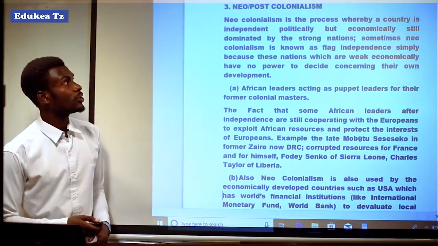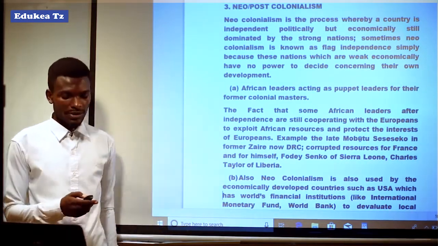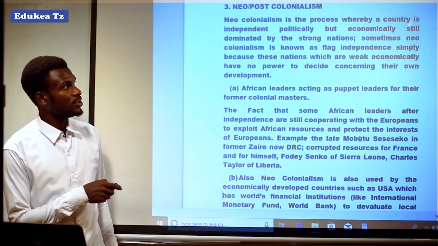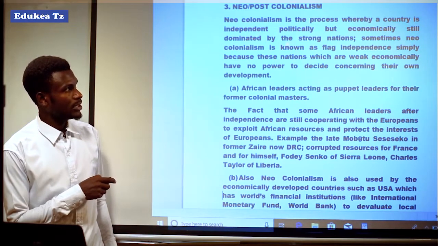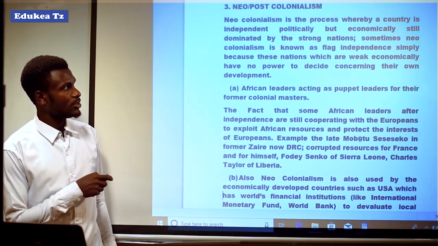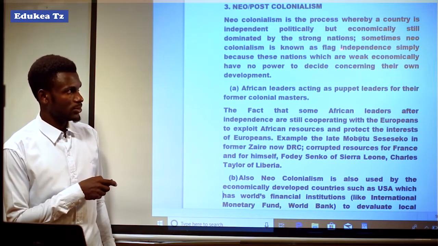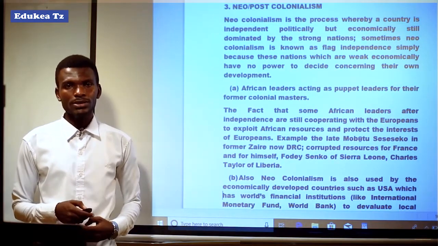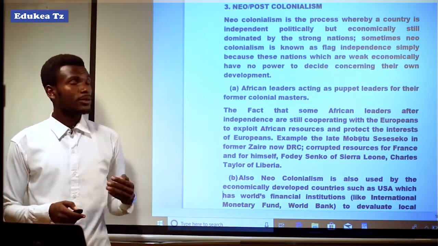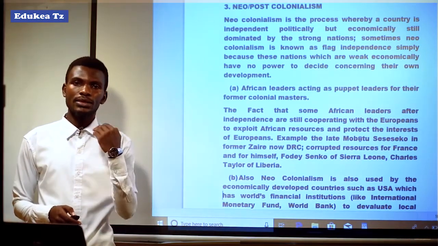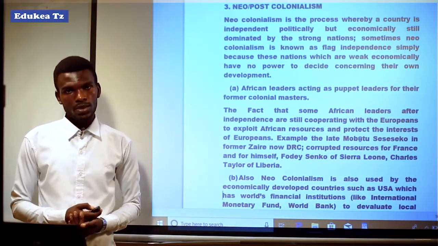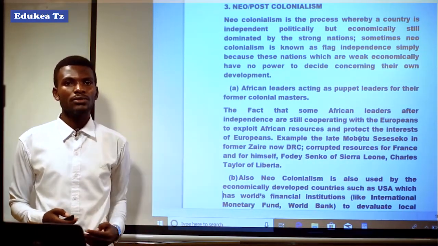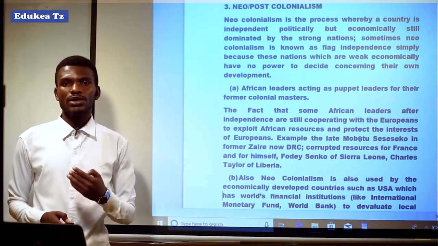What is neo-colonialism or post-colonialism? Neo-colonialism is the process whereby a country is independent politically but economically still dominated by the strong nations. It means that neo-colonialism or post-colonialism is the process whereby a country is independent politically only, but economically is dominated by the strong nations.